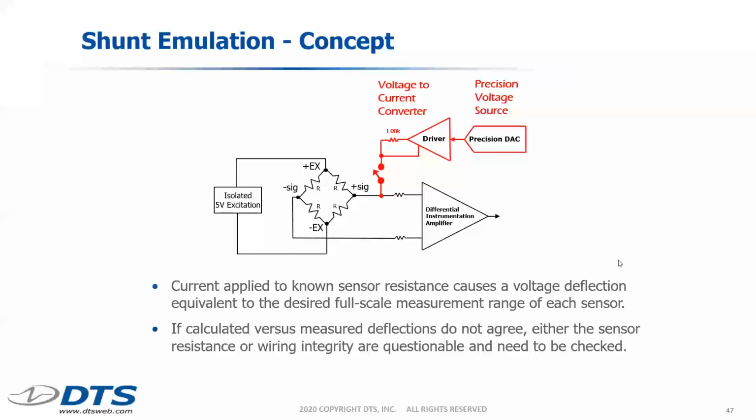Some years ago, roughly 20 years ago, we actually developed a concept in our products called shunt emulation. You can think of the shunt emulation circuit as an infinitely variable shunt resistor. We take a precision adjustable voltage source, we convert the voltage to a current, and then we selectively inject the current into the sensor. We then calculate the current to actually deflect the measurement channel to 100% of its measurement range. If the calculated deflection matches the actual deflection, then we have a very good check of the wiring integrity and the sensor resistance, and can have much higher confidence that we're going to proceed and get good data.